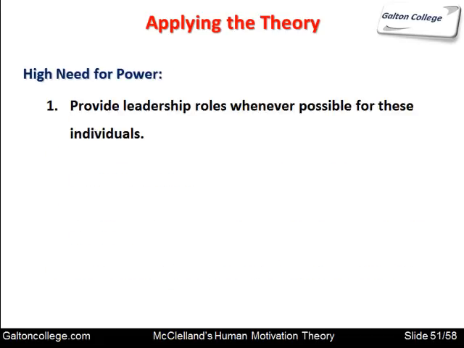Now, for the need for power, provide leadership roles wherever possible for these individuals, because these people are ambitious. They want power. They want to be able to control the situation. They want to be able to control people. They're not happy unless they're doing it. So it's important that the organization finds some outlet for them to exercise this power.